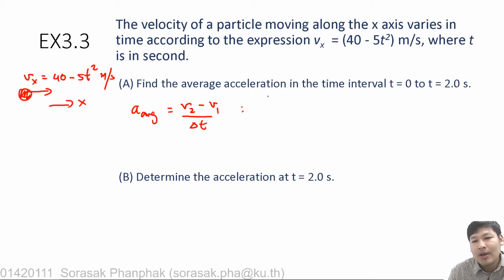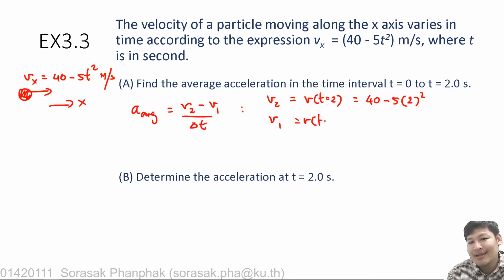So your v2 is v at t equal to 2. Now you substitute everything in, it's 40 minus 5 times 2 squared. How about your v1? v1 is v at t equal to 0. So it's 40 minus 5 times 0 squared. So you got 40 meters per second for v1, and you got 20 meters per second for v2.